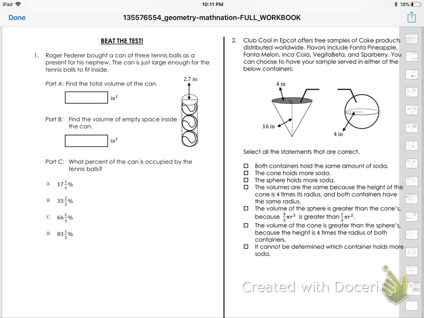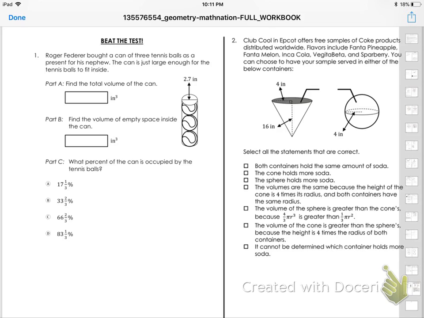All right. So Club Cool at Epcot offers free samples of Coke products distributed worldwide. Flavors include Fanta Pineapple, Fanta Melon, Inca Kola, Vegeta Beta, and Sparberry. You can choose to have your sample served in either of the following containers. You've got a cone with a height of 16 inches and a radius of 4 inches, or a sphere with a radius of 4 inches. Select all the statements that are correct.